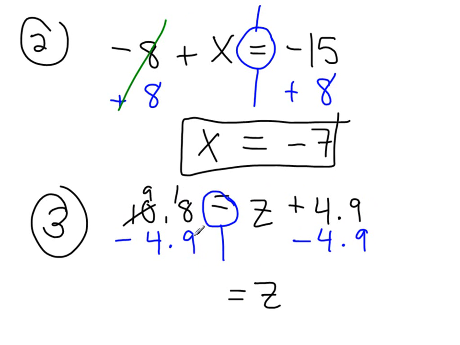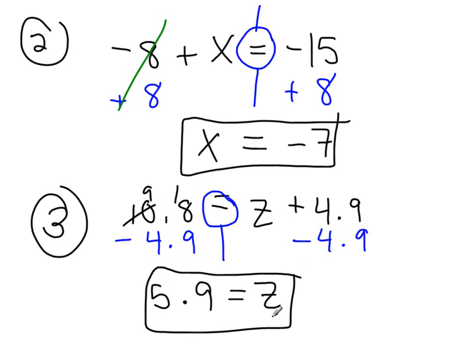and we've got to subtract here, so we're going to have to go ahead and borrow. We have 18 minus 9 is 9. 9 minus 4 is 5. And since we're subtracting decimals, we have to make sure the decimal points line up. And there's our answer. z equals 5.9.